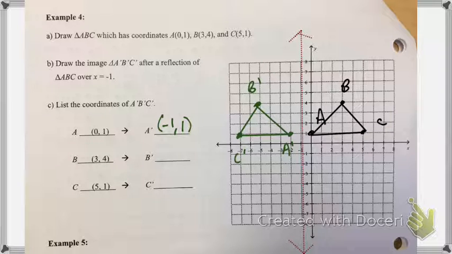So then B prime is -5, 4. And C prime is -7, 1. Wait, isn't the first one -2, 1? It is -2, 1. Thank you, Charlie.